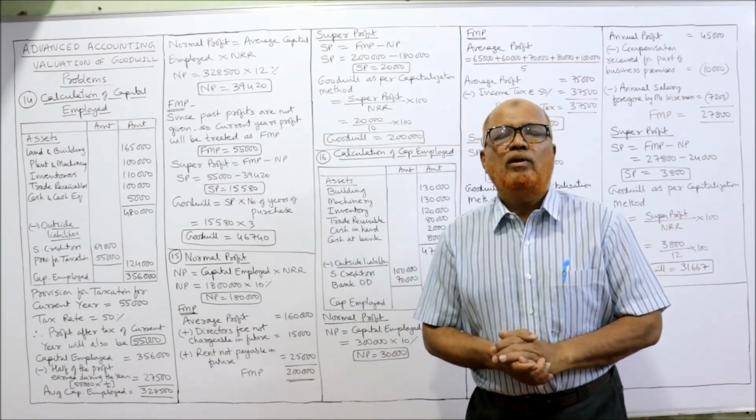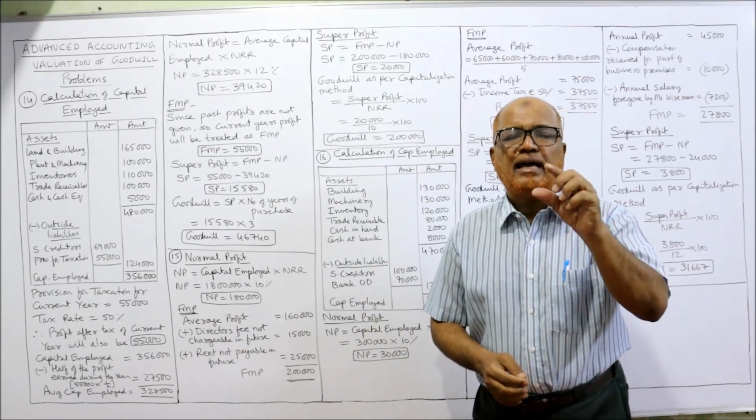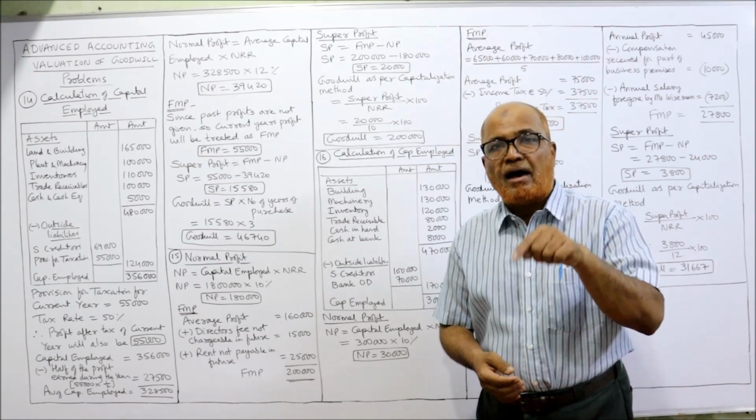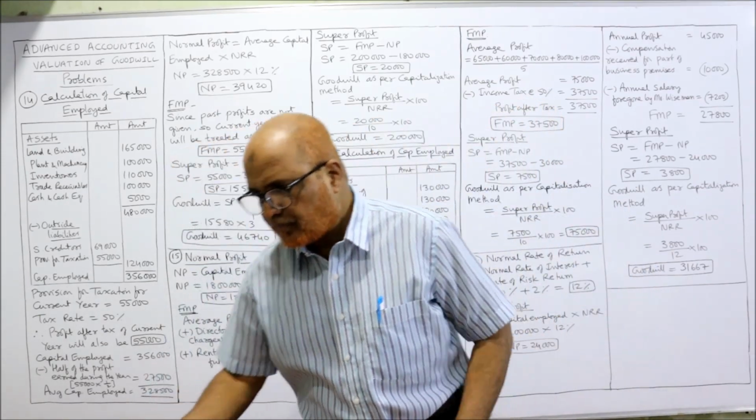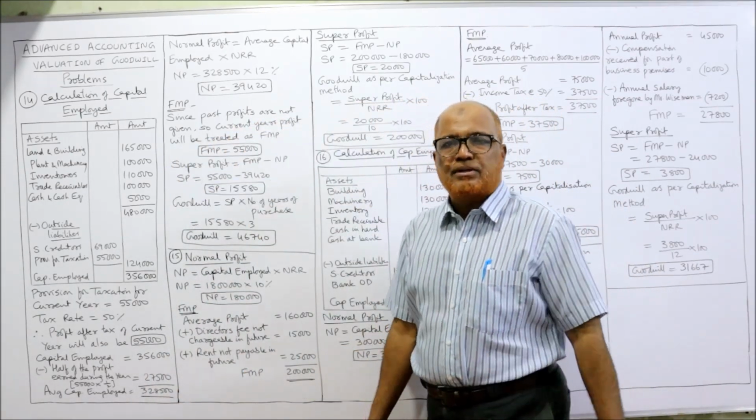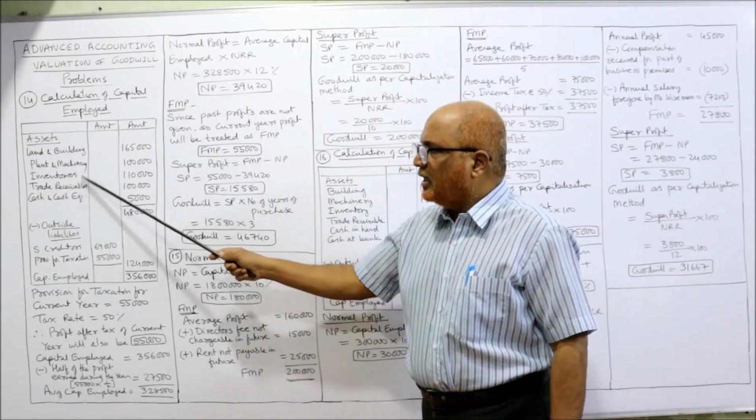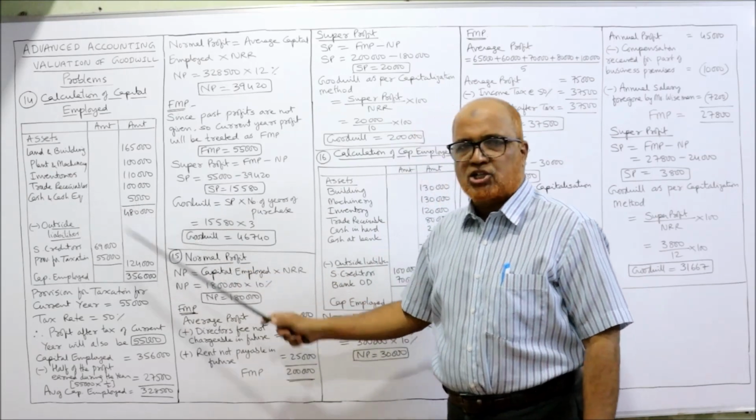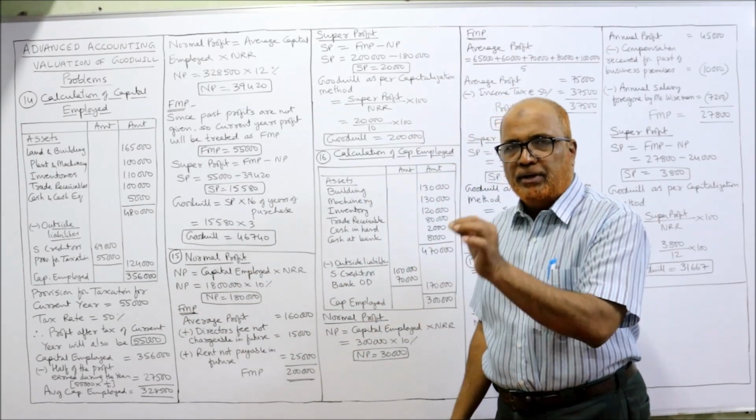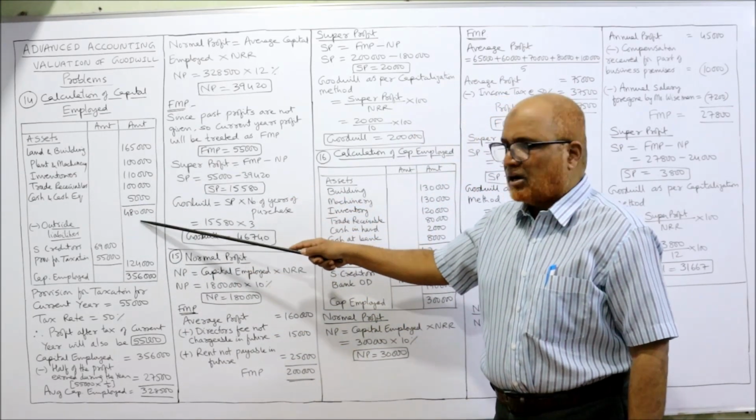So before calculating goodwill, first we need how much is the capital employed and how much is the average capital employed. So first we find out capital employed. Assets: land and building, plant and machinery, inventories, trade receivable, cash and cash equivalent. Whatever is given in the problem, same assets values I have taken.